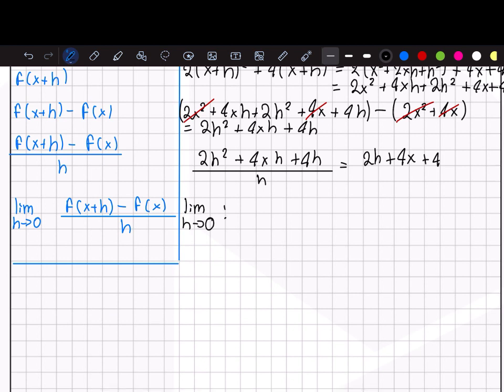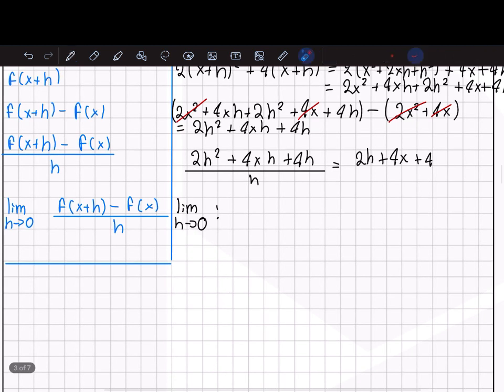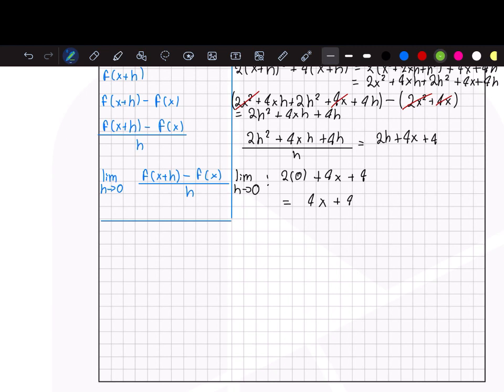So in this step, wherever I see an h in what I just figured out dividing by h, I just sub it in as 0. So it's 2 times 0 plus, there's no h in the 4x and there's no h in the 4. So this is just going to be equal to 4x plus 4. And then if you really want to double check, so this would be my answer.